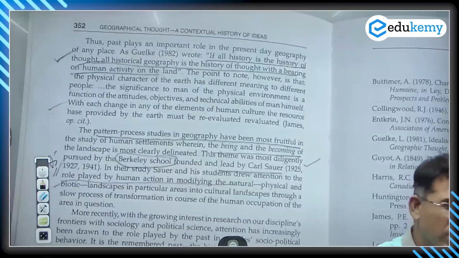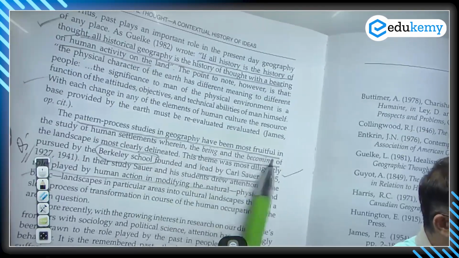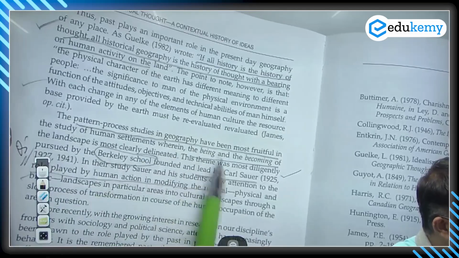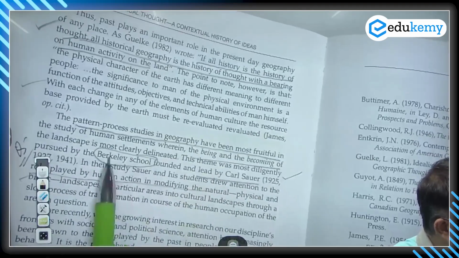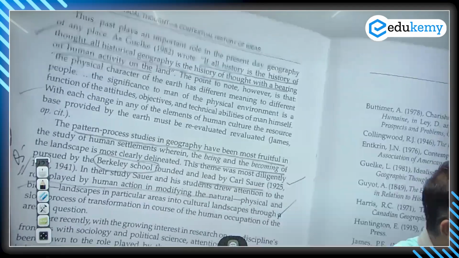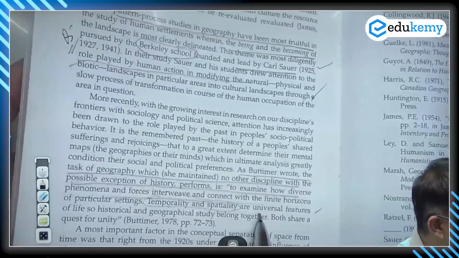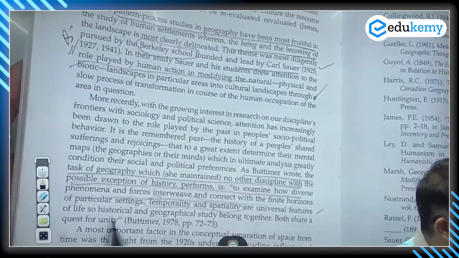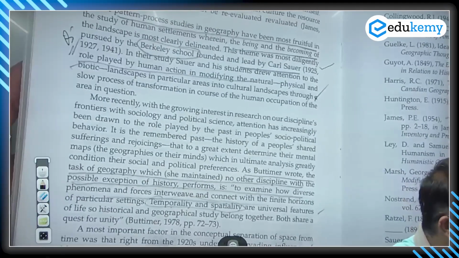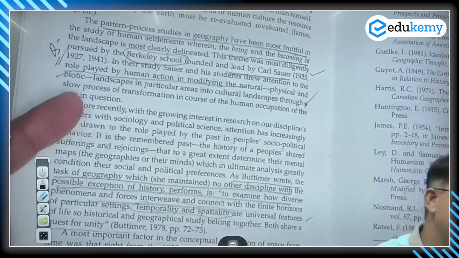And then Carl Sauer is all time. The pattern-process studies in geography have been most fruitful in the study of human settlements, being and becoming delineated. The Berkeley School by Carl Sauer talks about the time angle, just know this. It says temporality and spatiality are universal features of life. So historical and geographical study, being together, both share a quest of unity. This ultimately becomes postmodern geography. In postmodern geography, time is back.